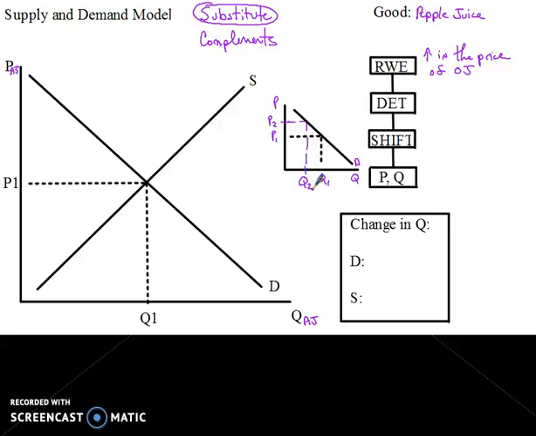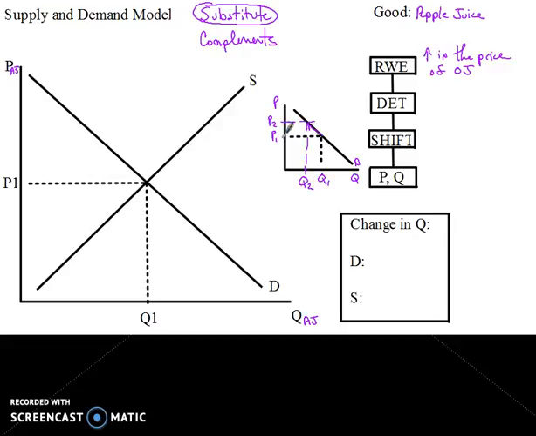You remember from a lot of videos ago that we would call that a change in the quantity demanded as we move along the demand curve for orange juice. That is a change in the quantity demanded for the orange juice market. Now we're not doing the orange juice market, we're focusing on the apple juice market, but I just want you to see that, because as the price of orange juice goes up, people are going to buy less orange juice than they did before. That's just normal quantity demanded stuff.